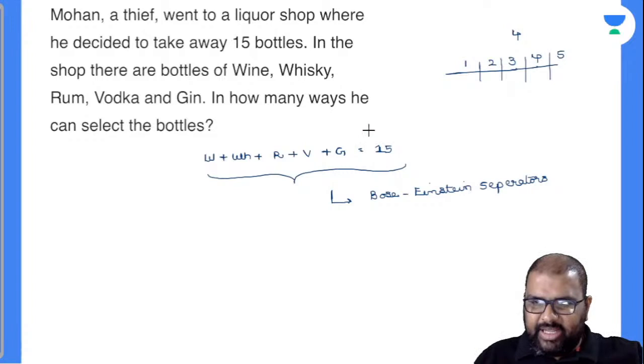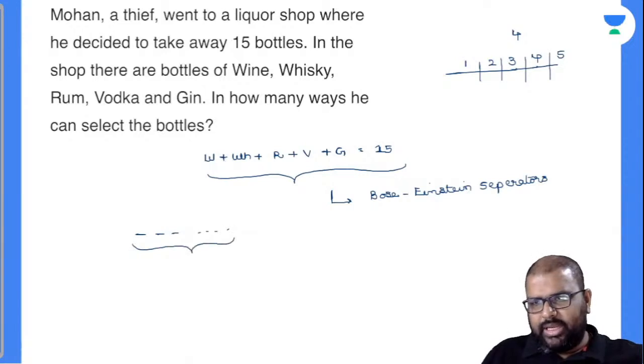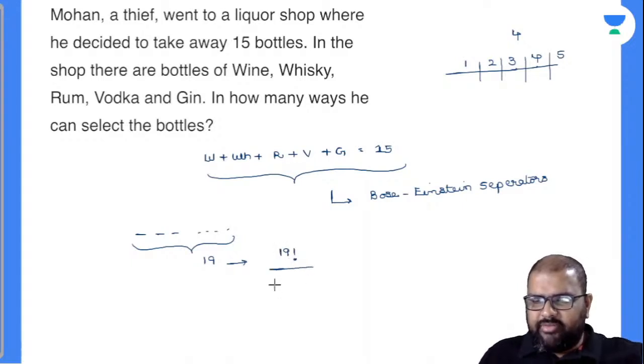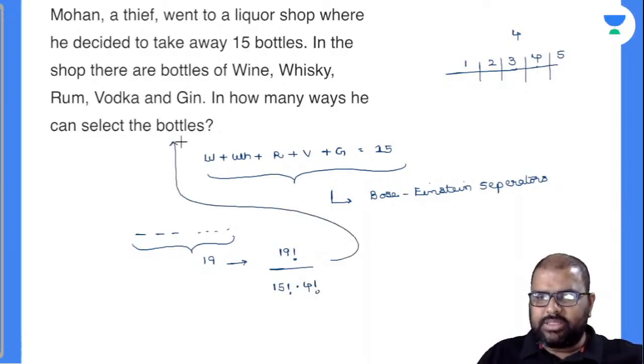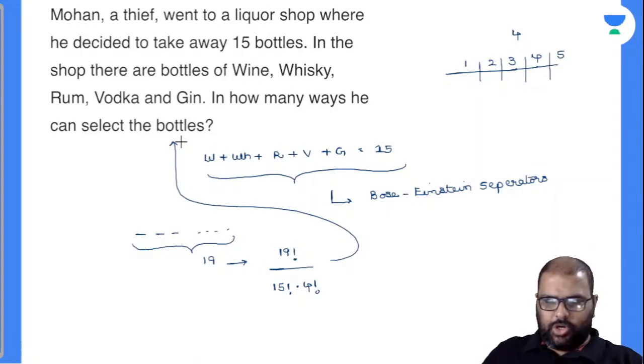So totally 15 articles are there. So how many blocks do you have to draw? 1, 2, 3, and so on. You have to draw totally 19 blocks. And these 19 blocks can be arranged in 19 factorial ways divided by, so 15 are of one type and 4 are of one type. Now this is your answer. In how many ways can you select the bottles? And this is your answer. Hope you got my point there, right?